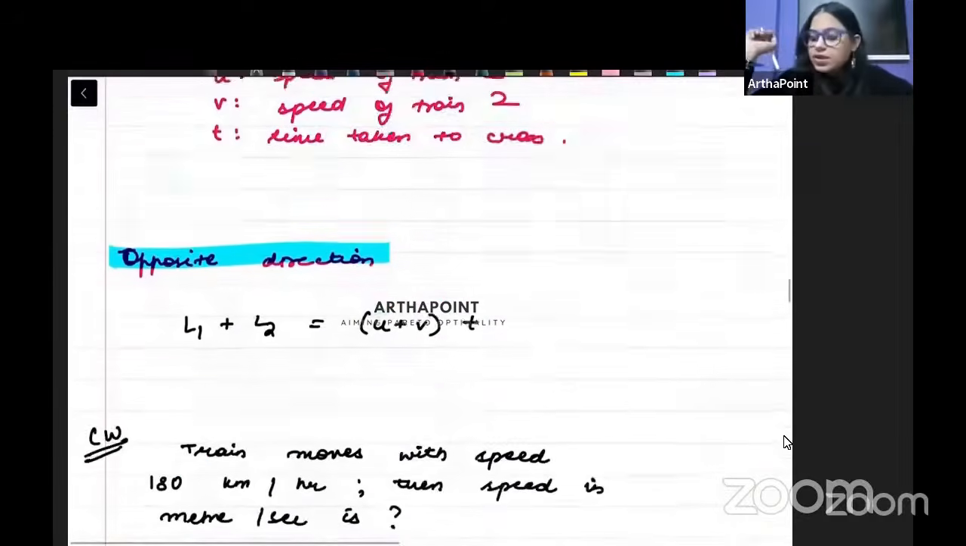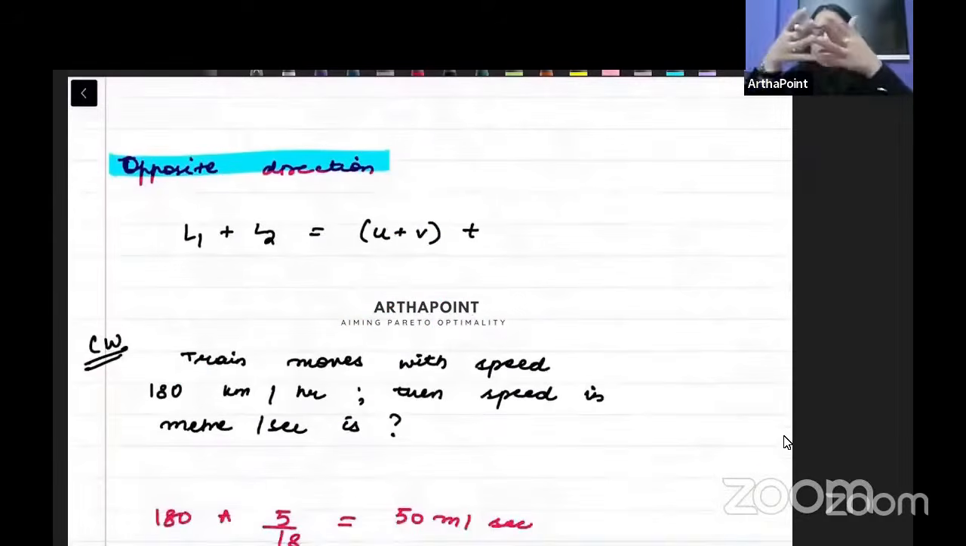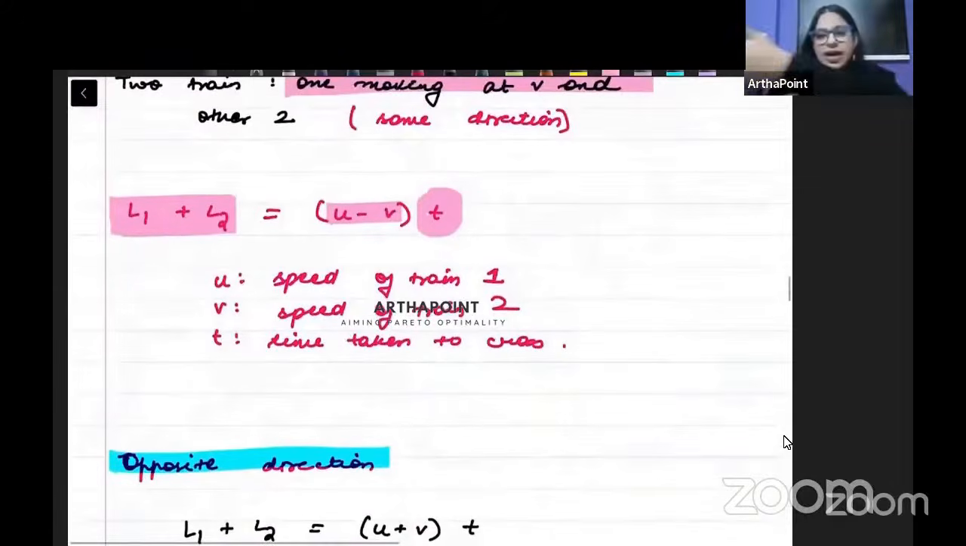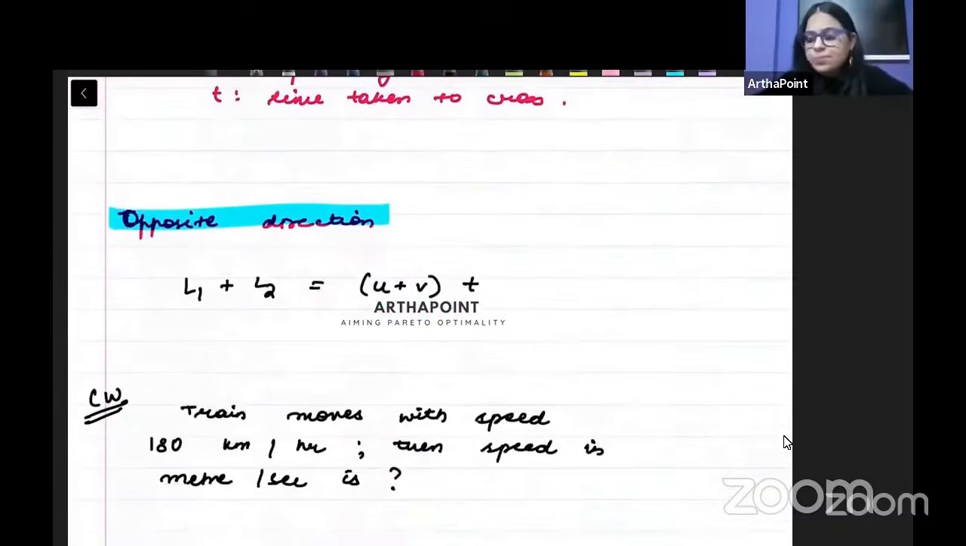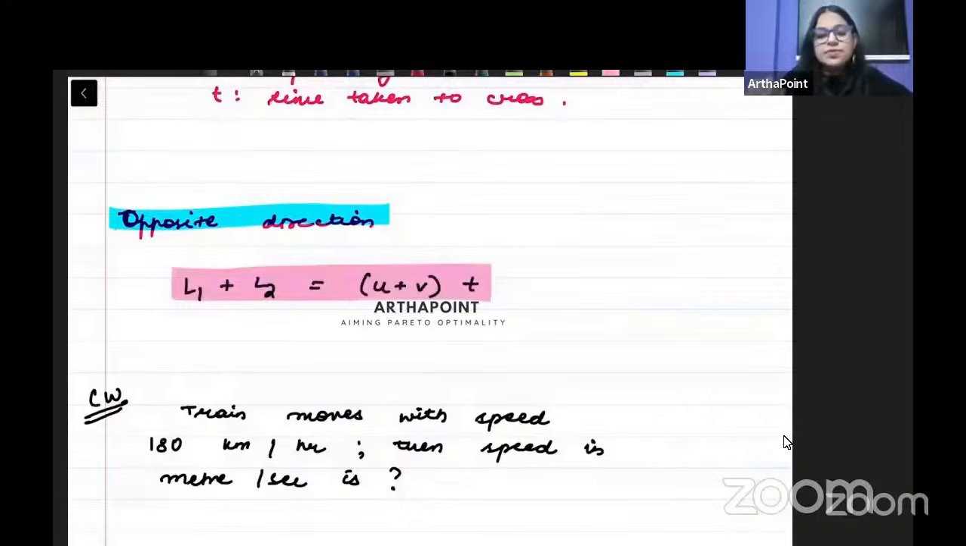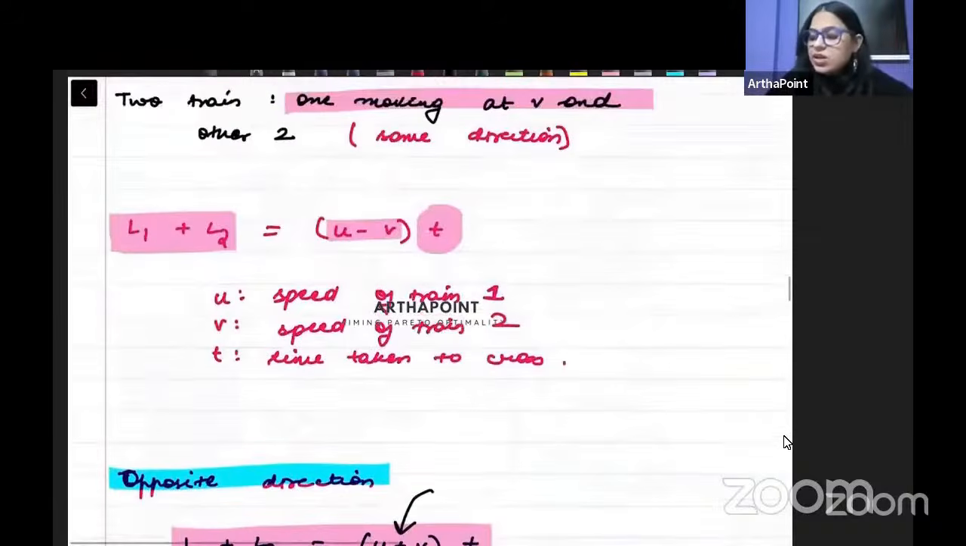Similarly, suppose they say that the trains are not moving in the same direction, but in opposite directions, and they ask you to find the length of the two trains together. In that case, the length of the two trains is (u plus v) into t. So here you add the speeds together, and in the earlier case you subtract the speeds.